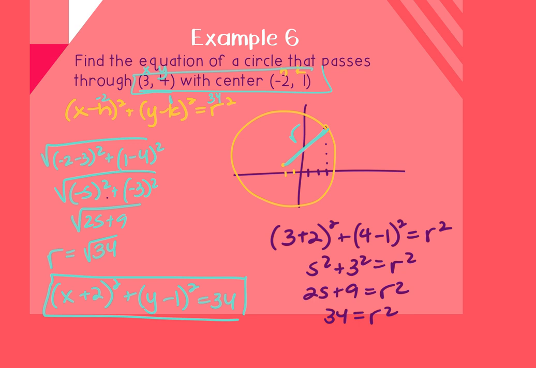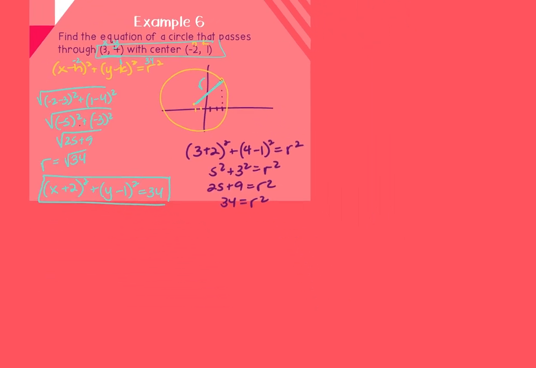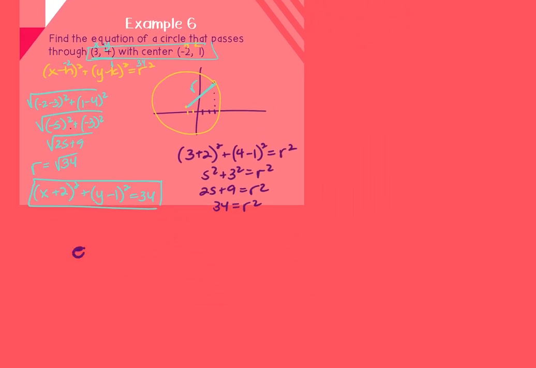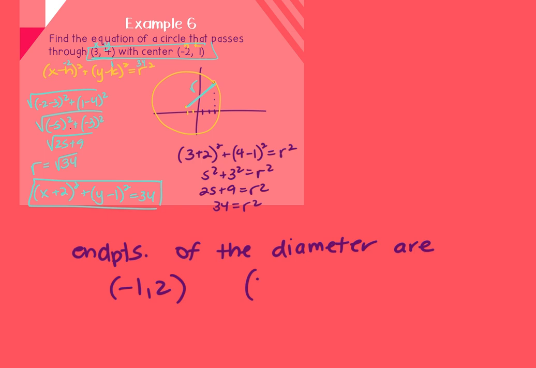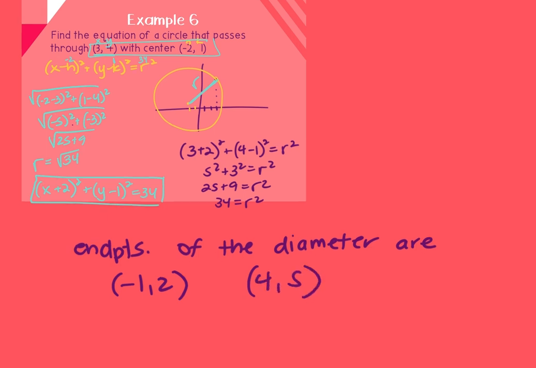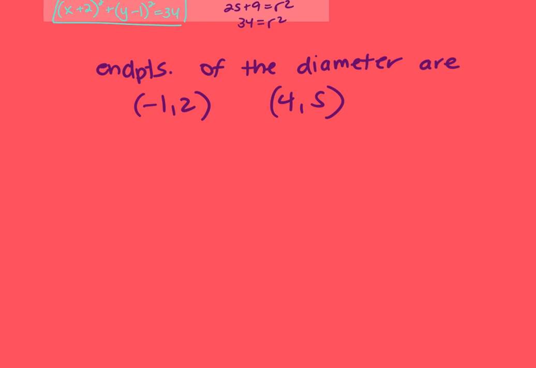Questions on that one? I'm going to add to this real fast because you're going to see it in the homework, and you could see it on your quiz. And that is, what if I had said the endpoints of the diameter are these coordinate points? So if you want to add a slide in, how does that change things?